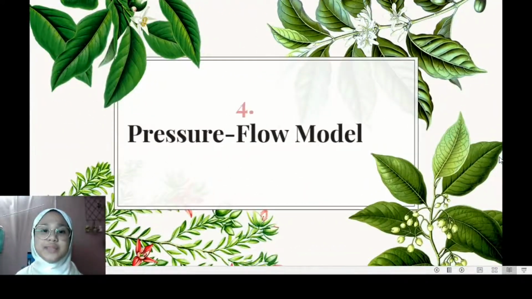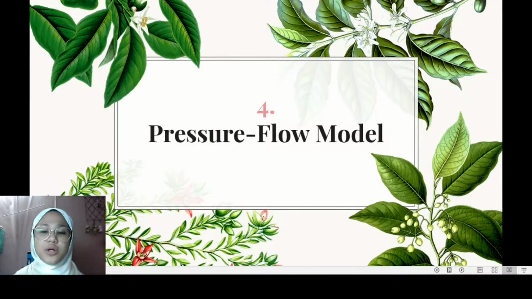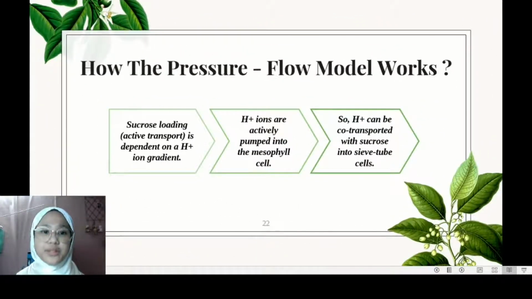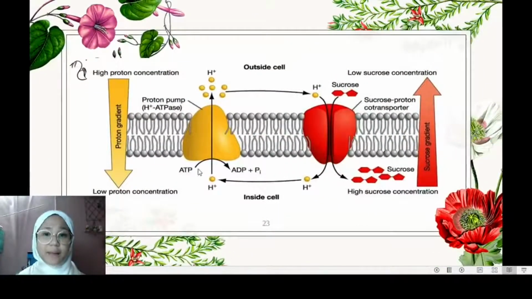Okay, next we will proceed with the pressure flow model. First, I will read the flow and then later I will explain it. Sucrose loading by active transport is dependent on the hydrogen ion gradient. Hydrogen ions are actively pumped into the mesophyll cell. So hydrogen ions can be co-transported with sucrose into the sieve tube cell. So what happens is sucrose must be transported by active transport.